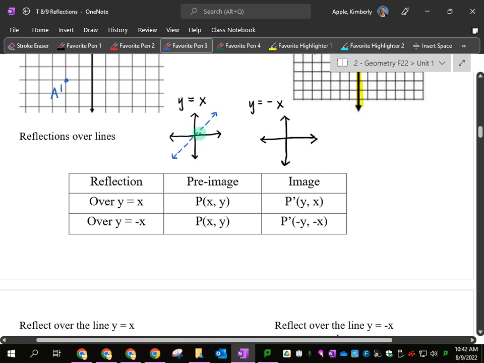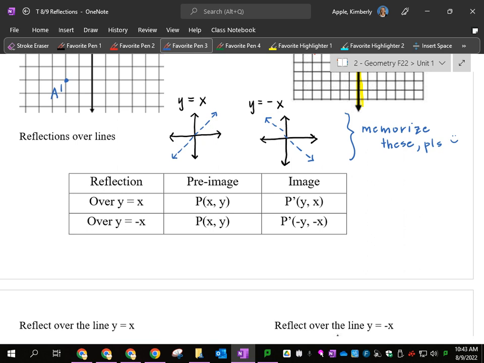It passes through 0, 0. I need to memorize this. Please. And then y equals negative x is just the same idea, just going at a slope of -1 through the origin. These are basically the most simple diagonal lines you could plot.